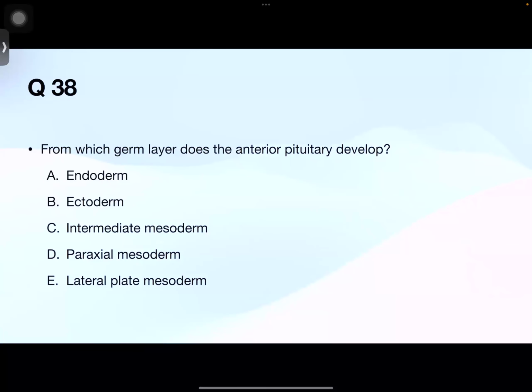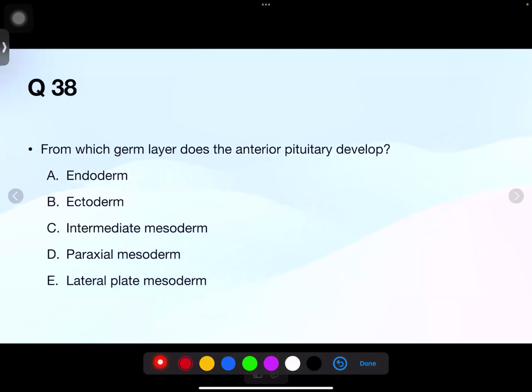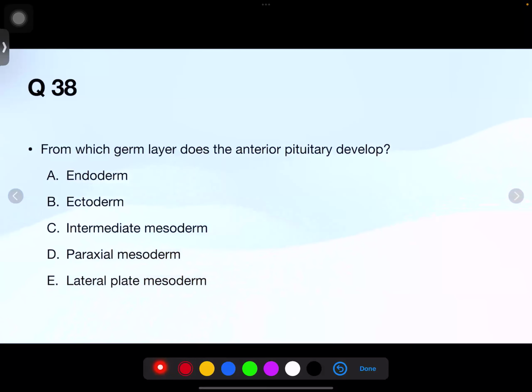Okay, from which germ layer does the anterior pituitary develop? So anterior pituitary, it develops from endoderm, ectoderm, intermediate mesoderm, paraxial mesoderm, or active ectoderm. Yes, that's great.